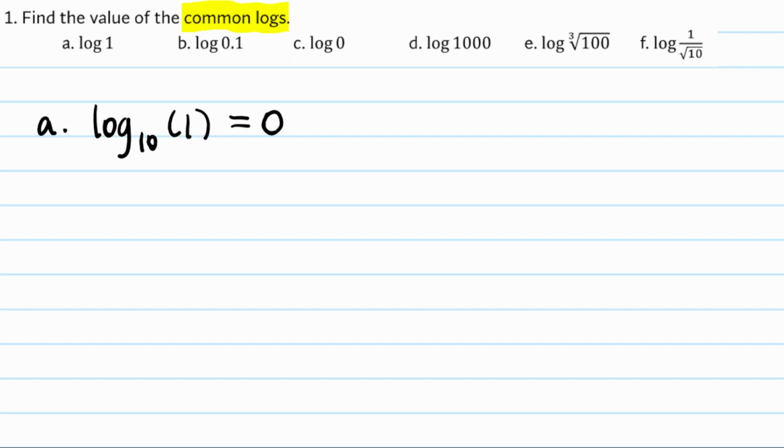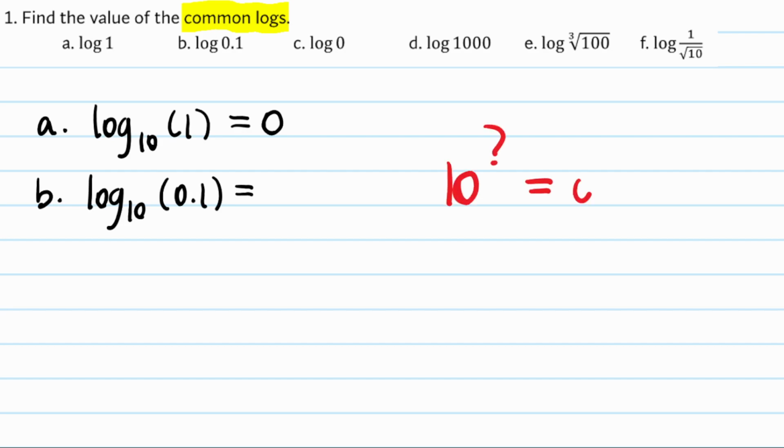Okay, so log base 10 of 0.1. What we're going to do over here, we're going to say 10 to what power equals 0.1. Well, 0.1 is 1/10. I think that's going to be a better way for us to look at it. And say, what exponent do I put on 10 to get 1/10? That's going to be the -1 exponent.